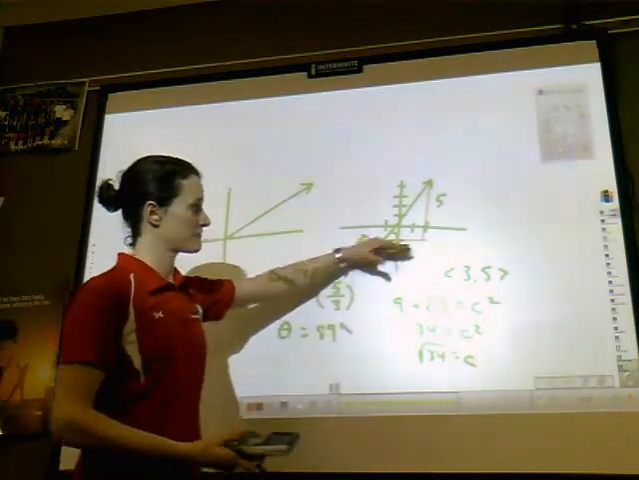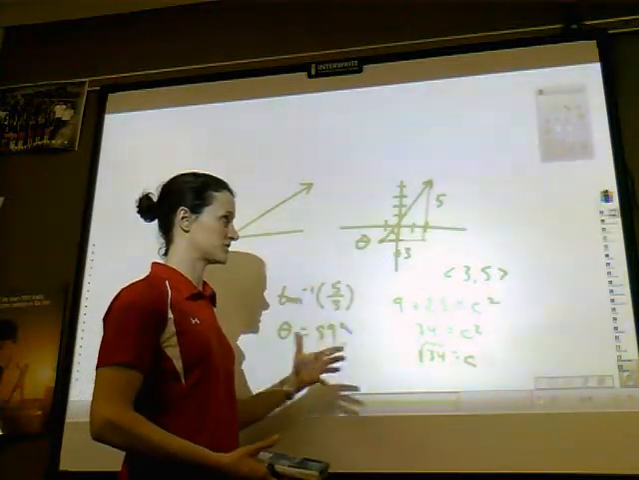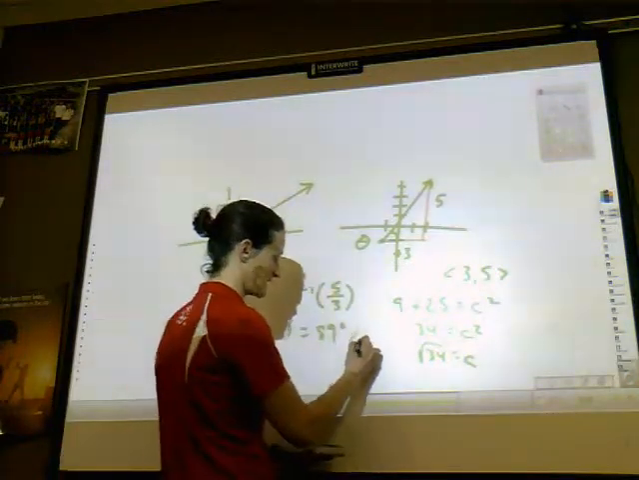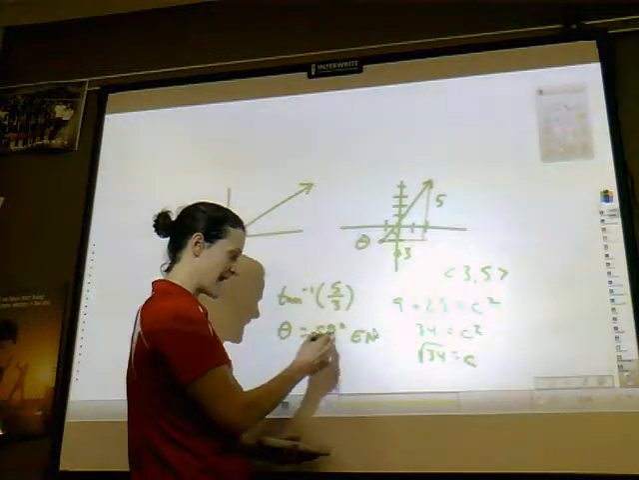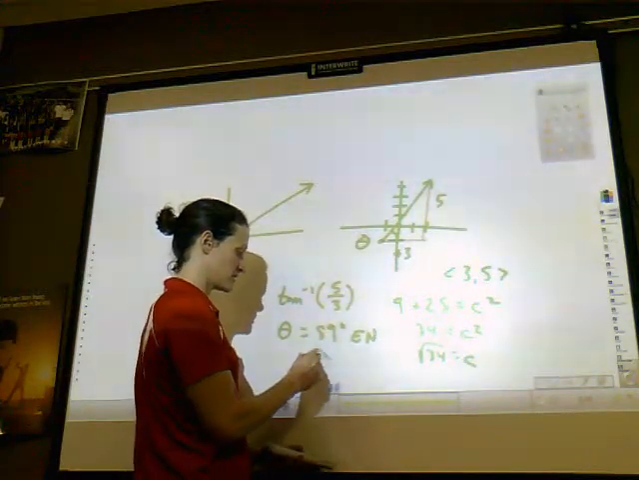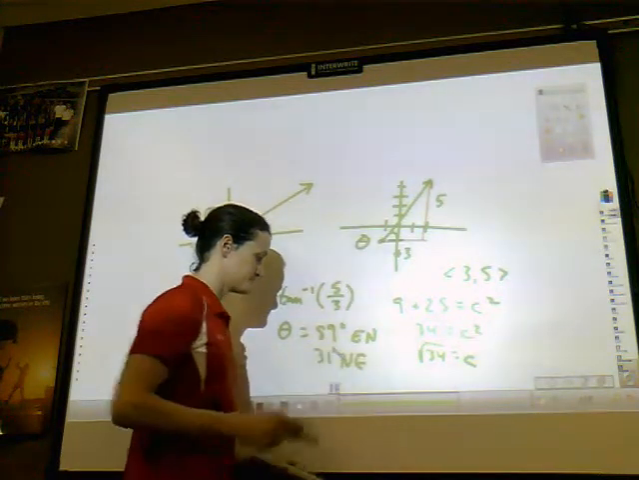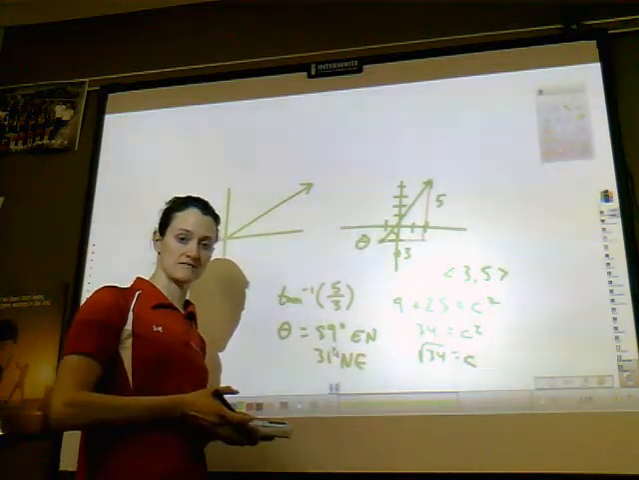Now that is coming from the horizontal towards the vertical, which is from the east towards the north, which doesn't make sense. East-north. So we're going to do a complement instead, 90 minus the 59 to get the northeast. So it's 31 degrees northeast. That is just, in a nutshell, vectors.